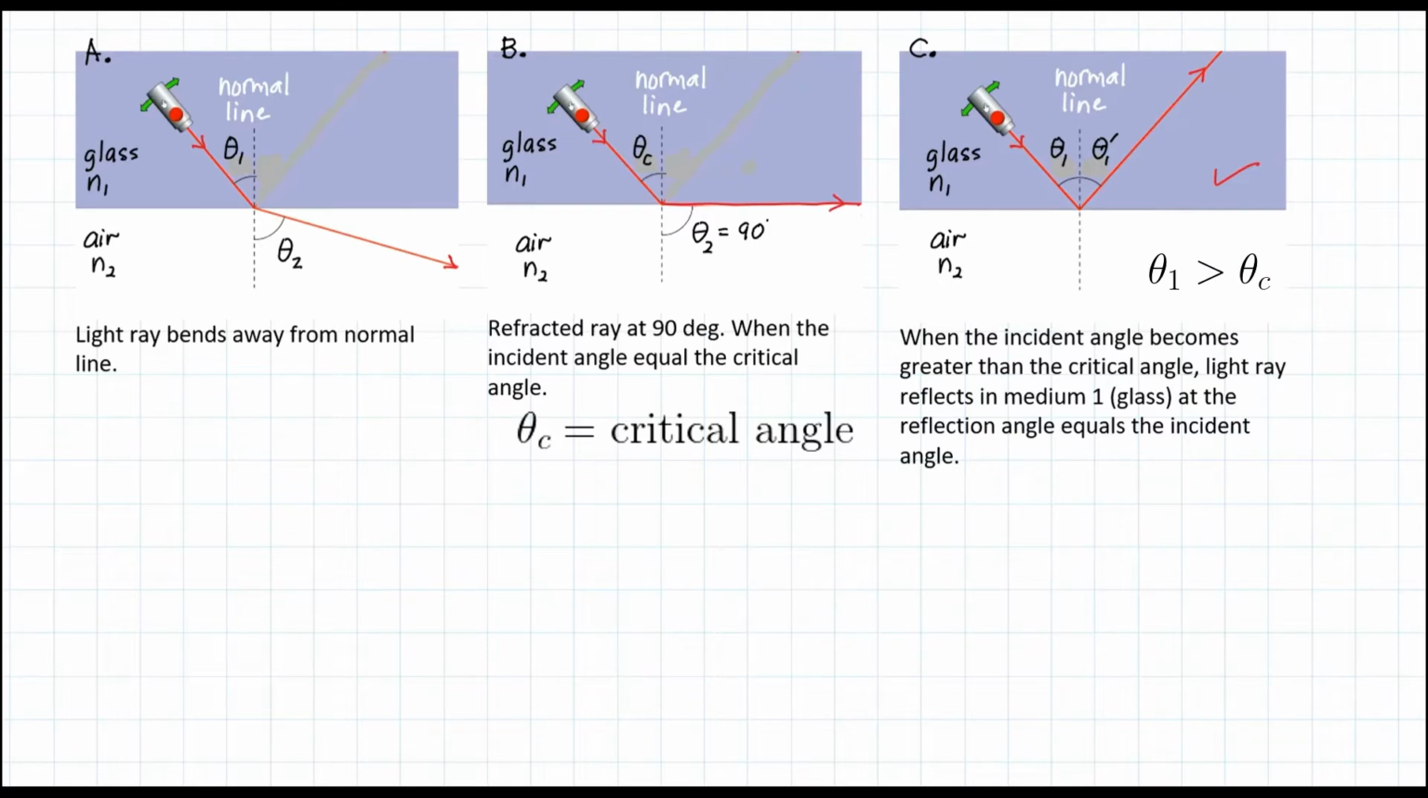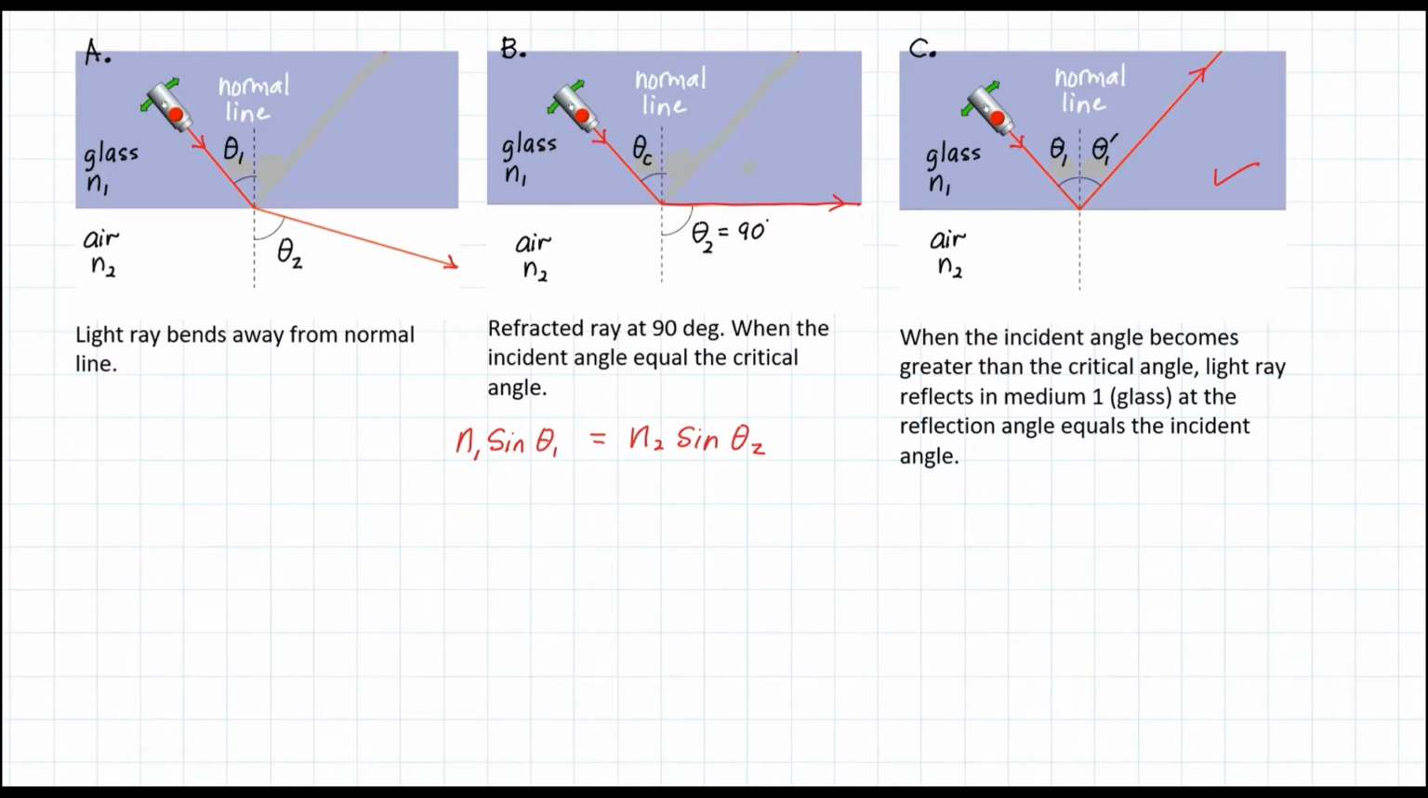Okay, now we'll try to focus on figure B. This is a special case where the incident angle is exactly equal to the critical angle, and we can see that the light ray refracts at 90 degrees from the normal line. We will begin the analysis by applying Snell's law so that we can come out with a relationship between the index of glass and the critical angle.